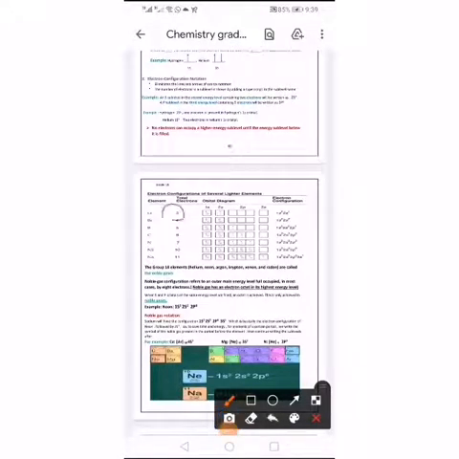Lithium, atomic number 3: 1s2, 2s1. Beryllium 4: 1s2, 2s2. Boron 5: 1s2, 2s2, 2p1. Carbon 6: 1s2, 2s2, 2p2. Nitrogen 7: 1s2, 2s2, 2p3. Neon 10: 1s2, 2s2, 2p6. Sodium 11: 1s2, 2s2, 2p6, 3s1.